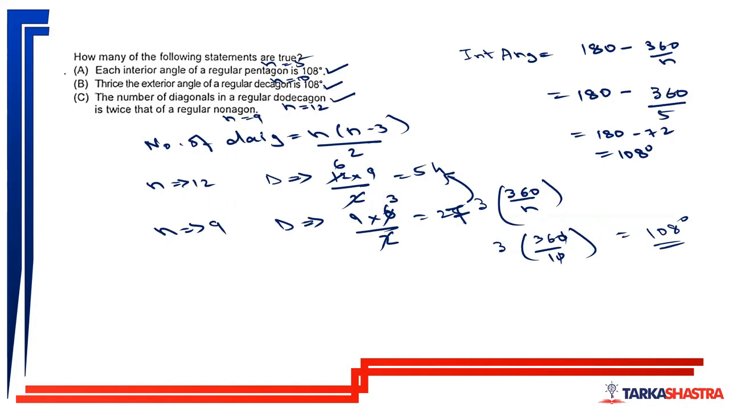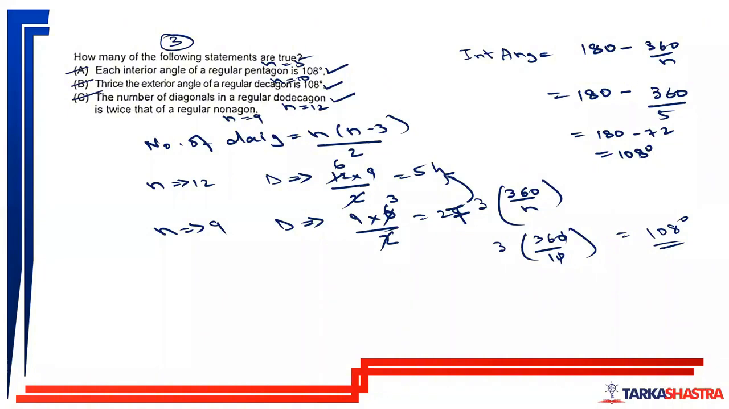So how many of the following statements are correct? All 3 statements are correct. Okay, so this is very easy. Moving forward.